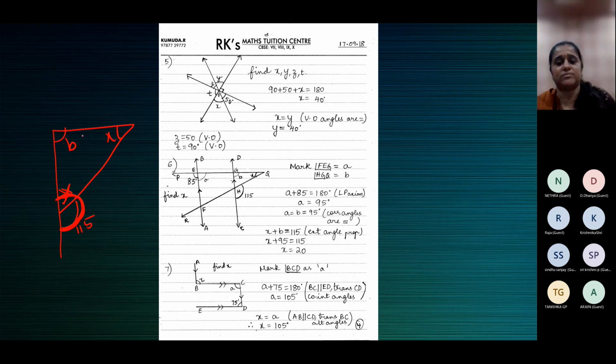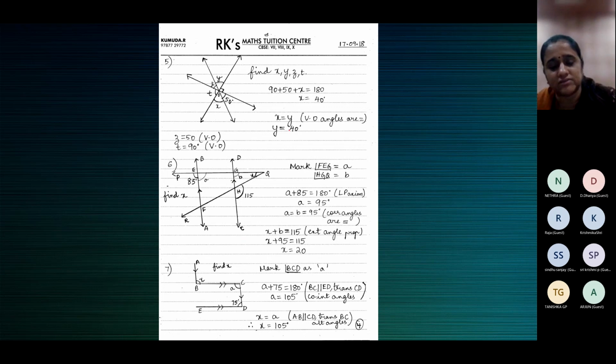115 is equal to X plus B. Exterior angle property. We found B, so substitute that. So X plus 95 is equal to 115. X is equal to 20 degrees. So like that we find X. X is 20 degrees.